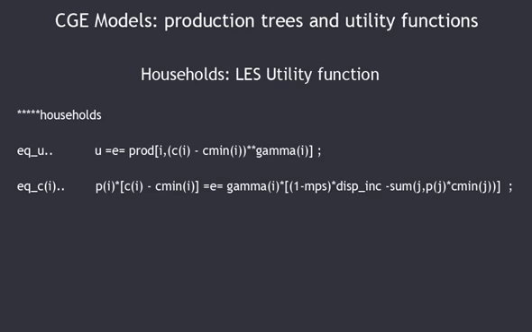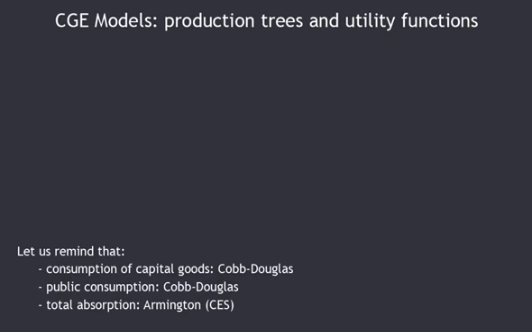Remember that in this model, the consumption of capital goods follows a Cobb-Douglas, public consumption follows a Cobb-Douglas, and total absorption, that is to say the sum of household consumption, intermediate consumption, public consumption, and consumption of capital goods, follows an Armington, that is to say a CES.